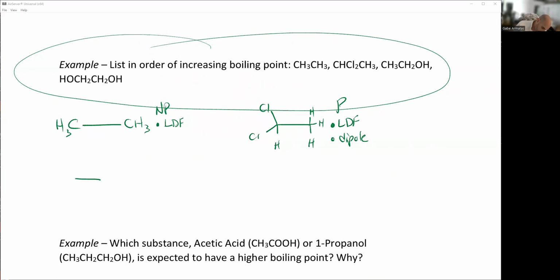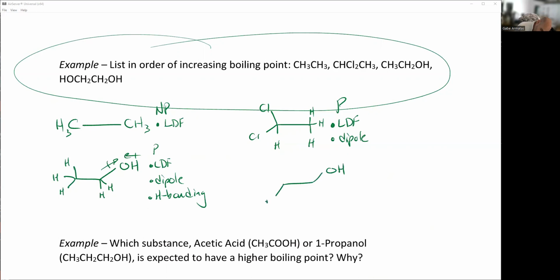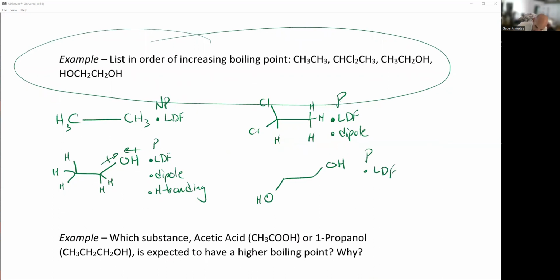Next up, I have an OH on one end. I should have made these all the same, but that's fine. This is polar because of the presence of that oxygen, so it has London dispersion forces. It has dipole-dipole, and it does in fact have hydrogen bonding because it has that OH attached. And then finally, the last one, OH on both ends. This is the same exact situation. It's polar, it's got London dispersion forces, it's got dipole-dipole, and it has hydrogen bonding.